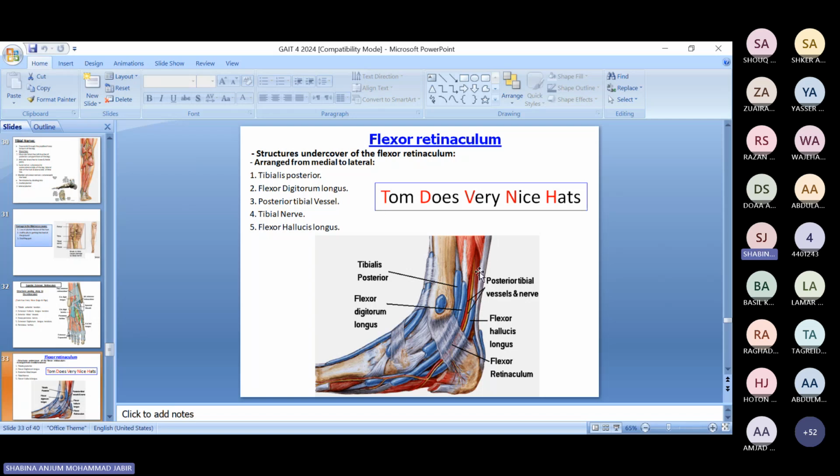Next, posteriorly, again, you can only identify the tendons of the deep muscles. These muscles are under cover of the flexor retinaculum. So from medial to lateral side again, you can identify the first muscle as the tibialis posterior, then flexor digitorum longus, then you have the tibial nerve and posterior tibial vessels, then the flexor hallucis longus. Even you can try to identify this in our specimen.